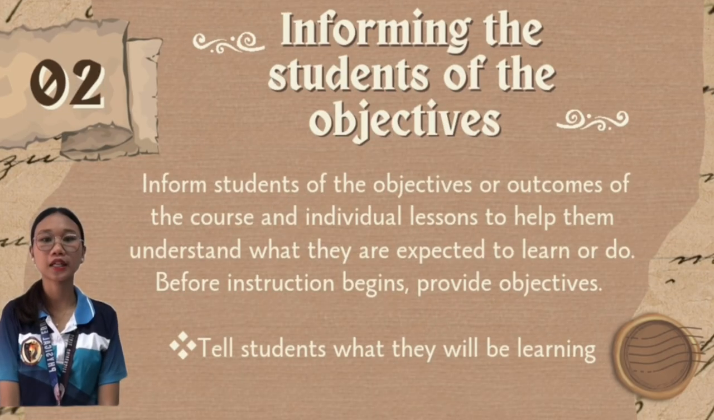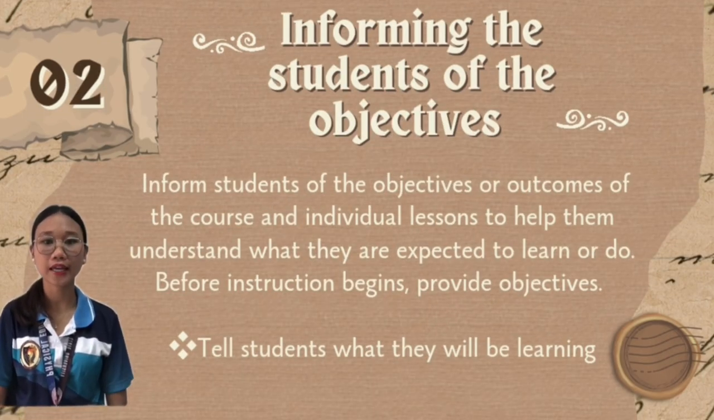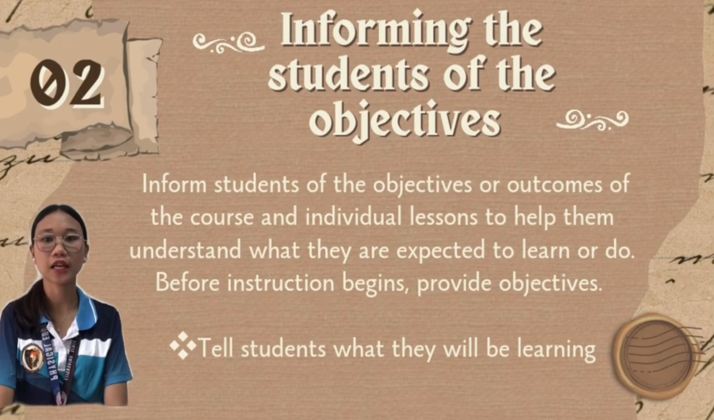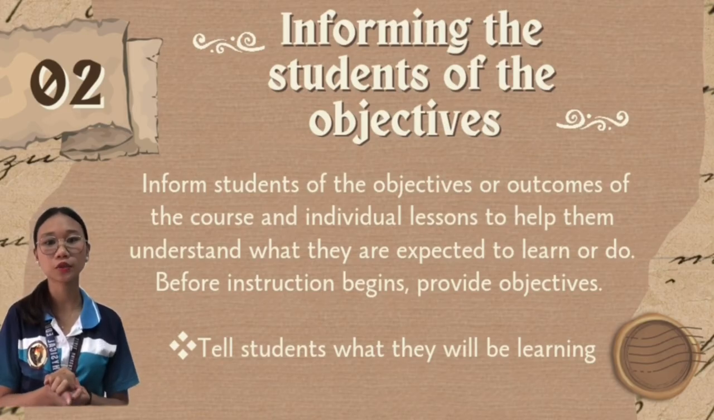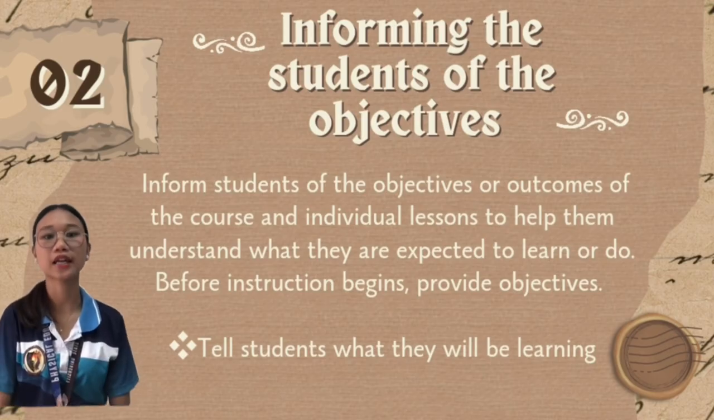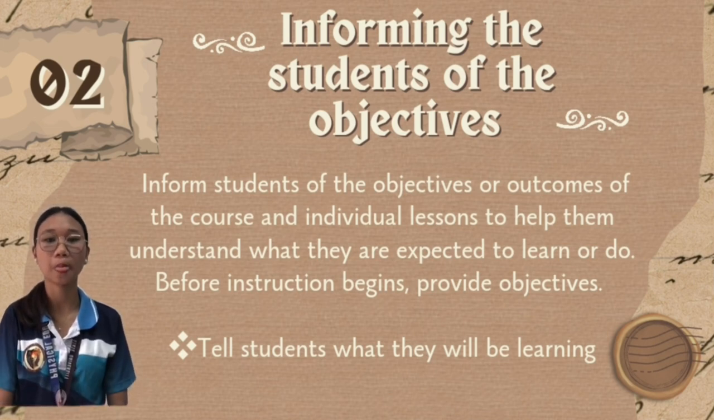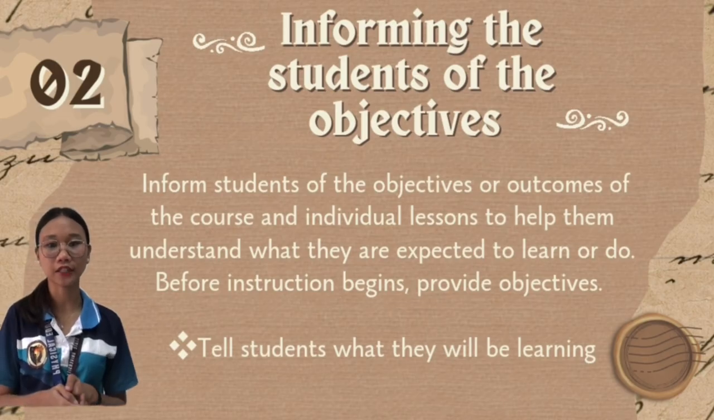Next is informing the learner of the objectives. Clearly outlining the learning objectives at the beginning of the lesson helps students understand what they are expected to learn. This sets expectations and gives students a sense of direction. Highlight key takeaways and connect them to real-world applications so students can see the relevance and importance of the lesson. Additionally, you can state the lesson objectives explicitly using simple language. For example, "Today we'll learn how to calculate the area of a triangle."